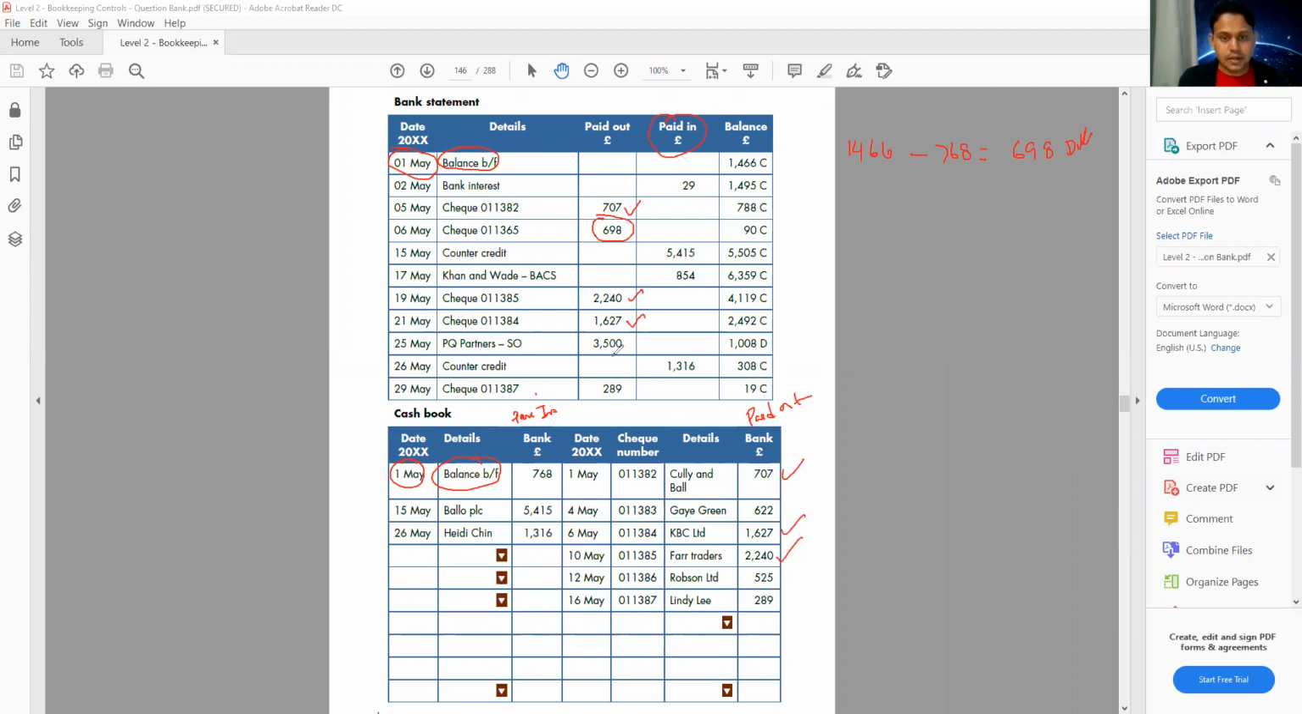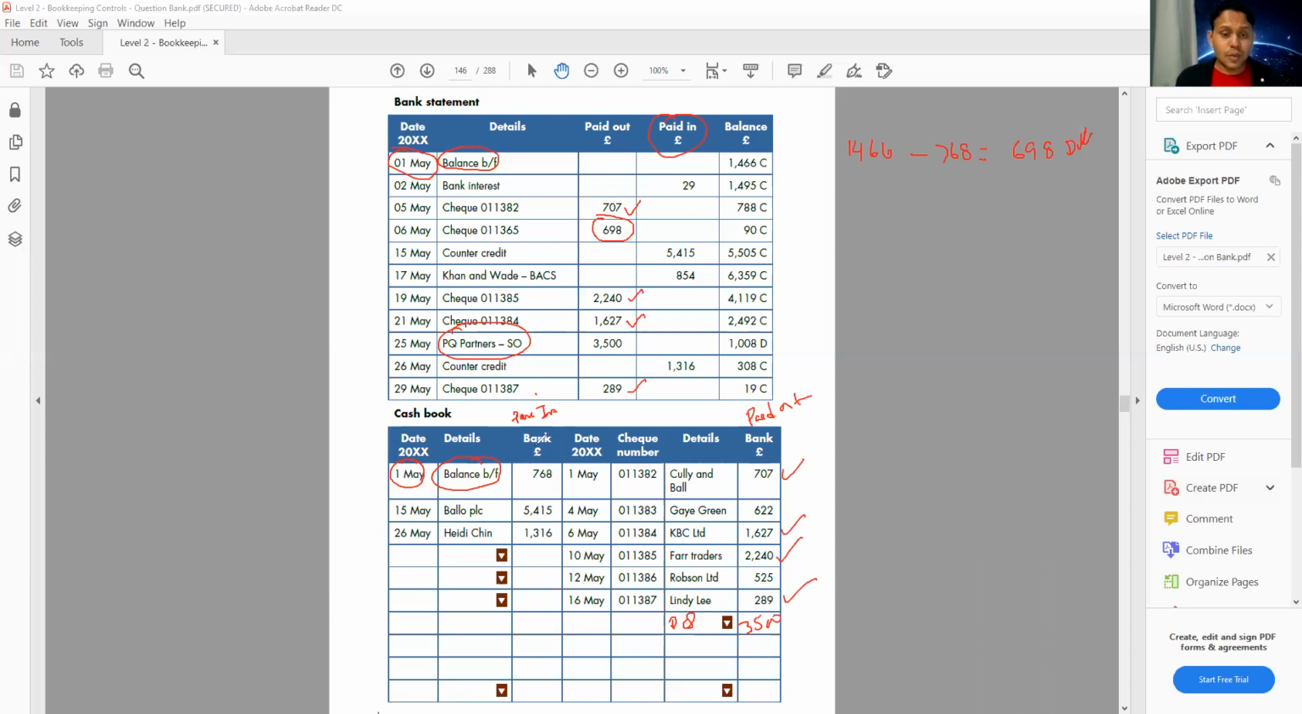So we need to write it down. 3500. This is PQ. PQ 3500. We're going to write it here. 289 is here, but 698 is not here, but I'm not going to take it.